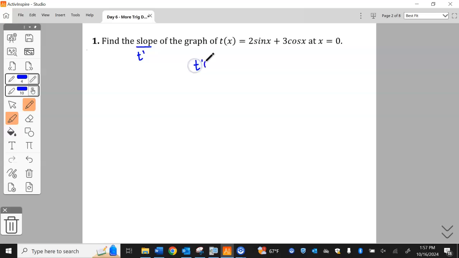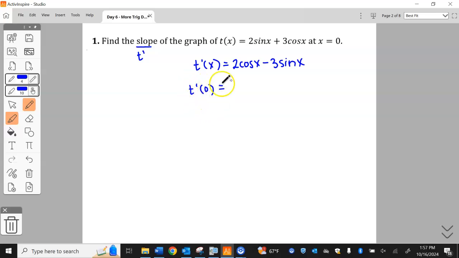So I'll do t prime of x equals the derivative of sine is cosine, and then the coefficient will just stay. So this isn't a product rule. This is just a regular derivative. For it to be product rule, it would have to be a 2x times sine of x. So here's the derivative of the first term. The derivative of cosine is negative sine. So that's going to become negative 3 sine of x. Okay. So there's my derivative.